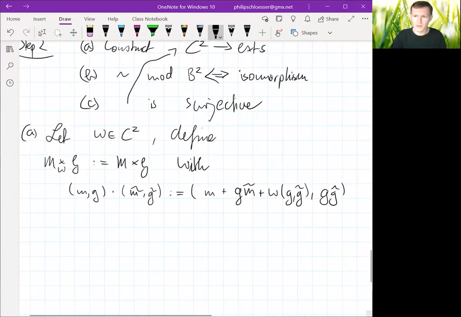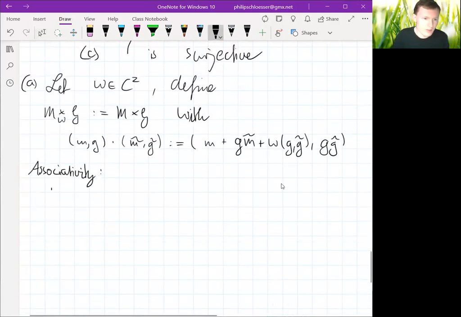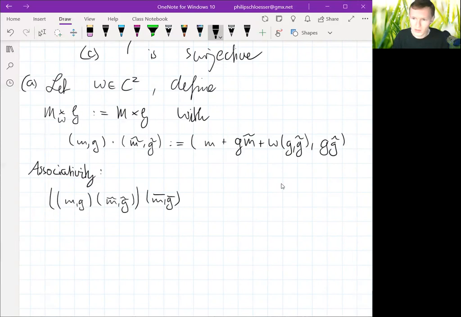Well, we want to show that this is a group. So we have to show a couple of things. We show associativity. This is going to be a bit ugly, but I think I'm going to skip a few steps. So we're looking at a product of three tuples that is associated this way. And when we expand it all, we get an expression that looks like this.